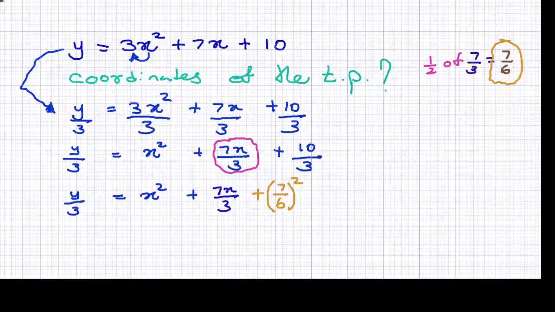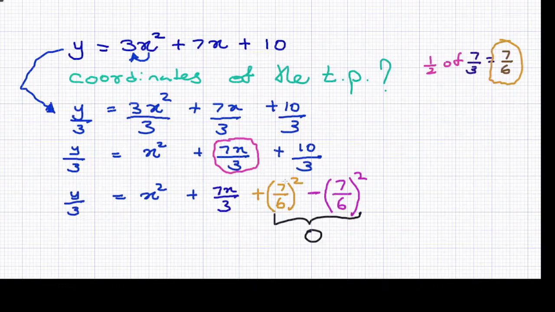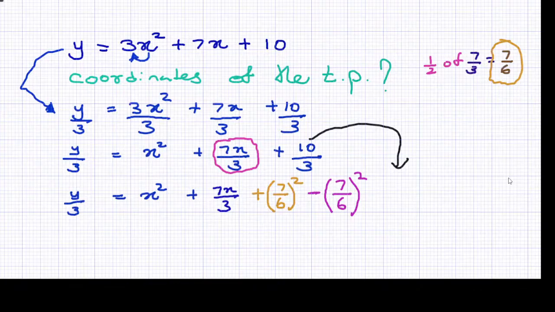So to make sure the meaning is preserved, I'm going to nullify this (7/6) squared effect. How do I nullify it? I put a subtraction of (7/6) squared. What happens then? The net effect is 0. (7/6) squared minus (7/6) squared, the net effect is 0. So there's no change in the meaning. Plus 10/3 would come as it is.